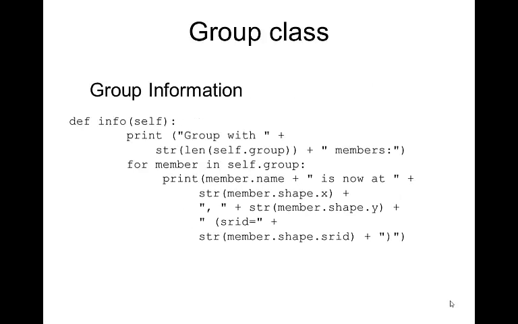We can also define things like group information. Here's an example. This is a sort of little method. Sorry about the code going a bit all over the place. So this is providing a list of the people in the group. So info on self, group with, and then it gets the number of people in the group, and then it lists the name of the person, gets their location in X, gets their location in Y, gets their SID, and just prints out some information on each person in the group.